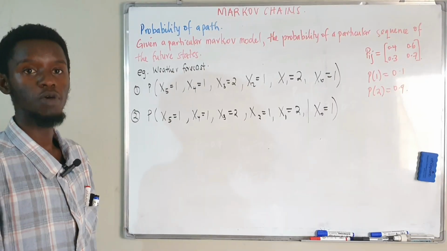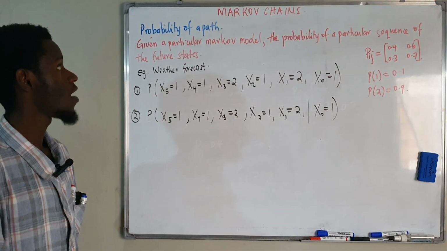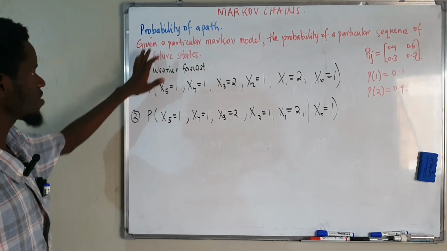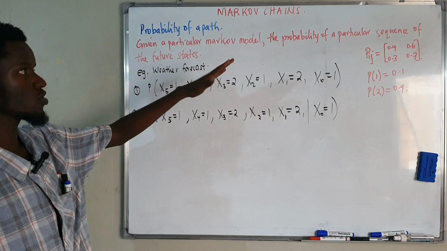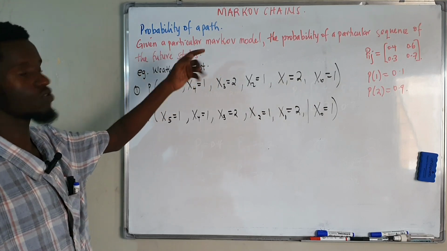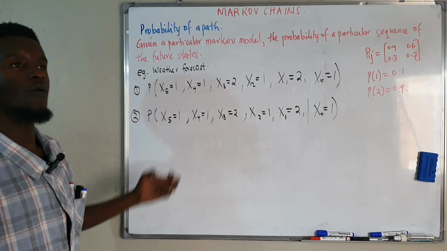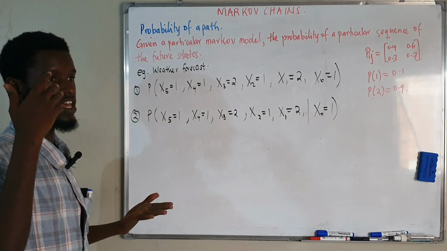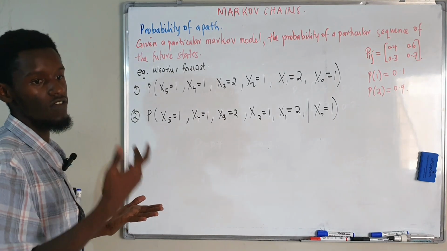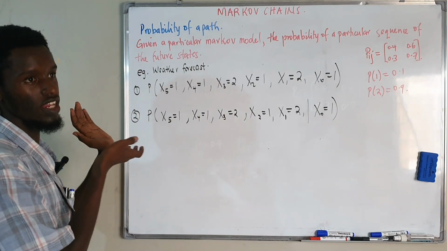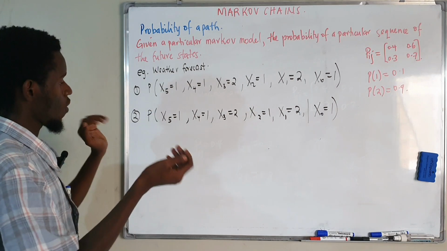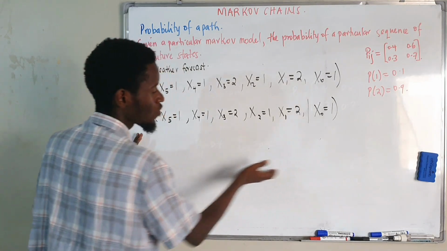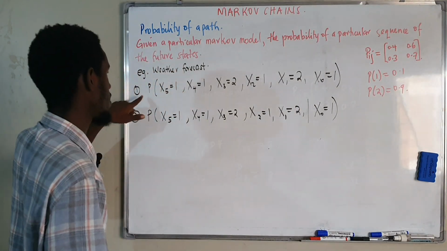Yes, members, let us continue with our second subheading, the probability of a path. Given a particular Markov model, the probability of a particular sequence of future states can be estimated using the probability of a path. For example, you're given information about different days, like on the 50th day it's going to rain, on the 4th day it's going to rain, and they want to find the probability of that sequence. Like our example here, we have an example.